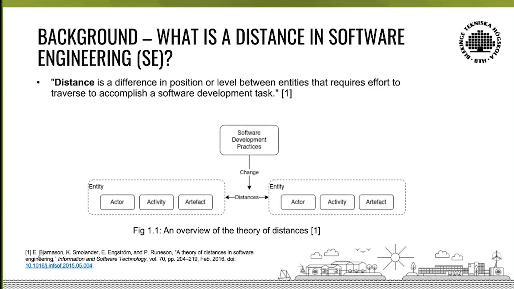Let's say we have two entities in software engineering development, and the distance between these entities is the distance that we're talking about. Now, what are these entities? This could be anything: an actor, an activity, or even an artifact. And these distances can be changed by introducing some software development practices.